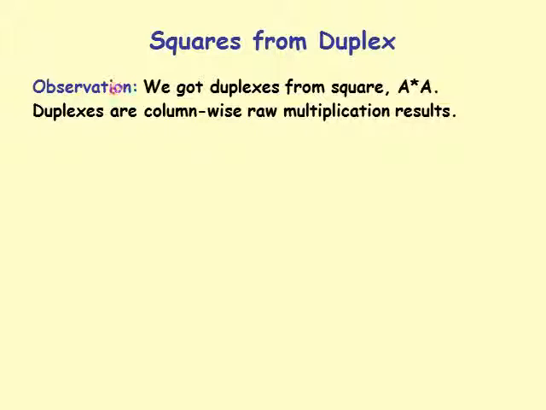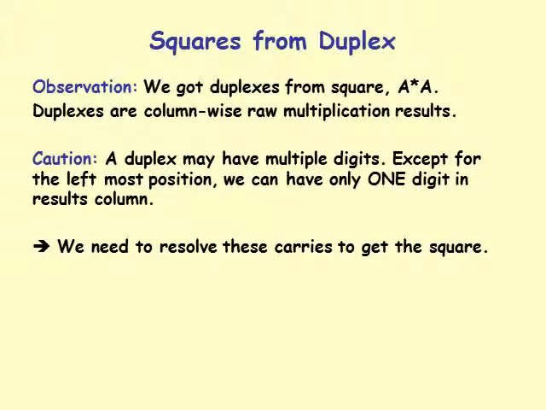We already did duplexes, and now we were trying to do squares. Let's see how we make squares from a duplex. Observation: we got duplexes from squares. When we did the table a few slides before, we were multiplying a by a, and we got the duplexes. Duplexes are column-wise raw multiplication results. Okay, we have to resolve the carries.